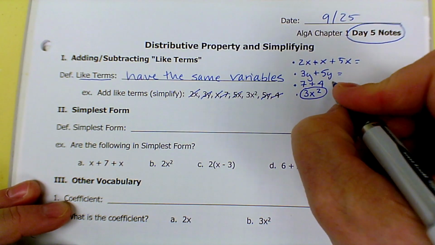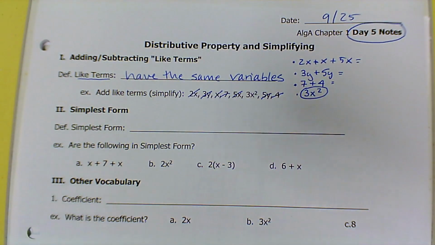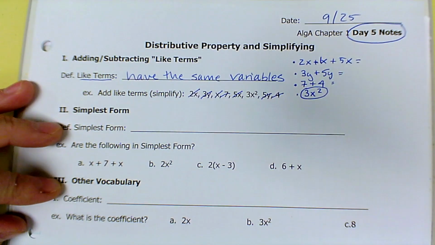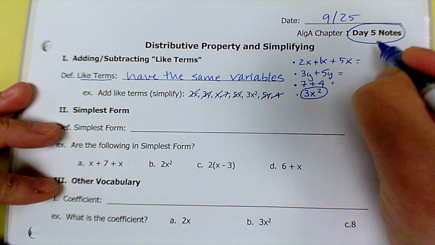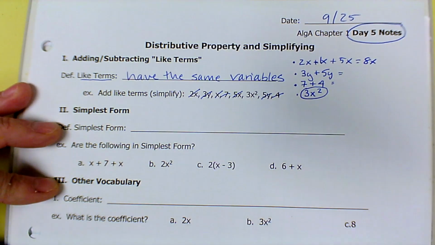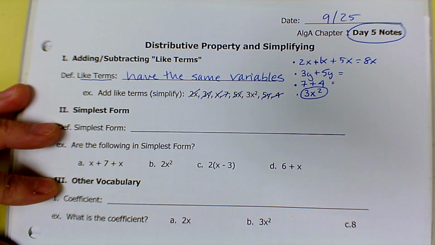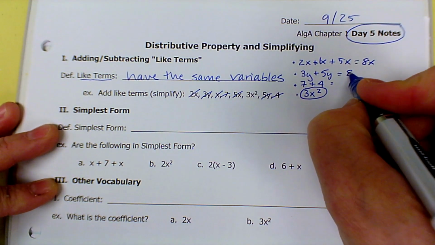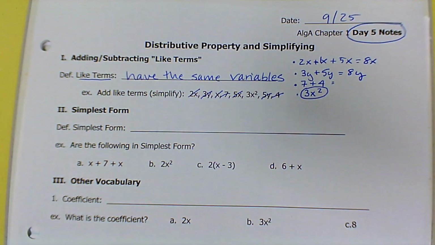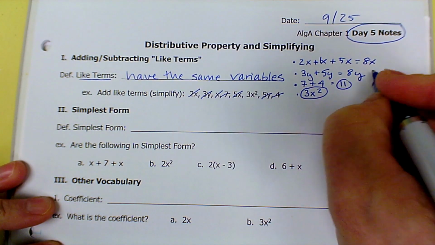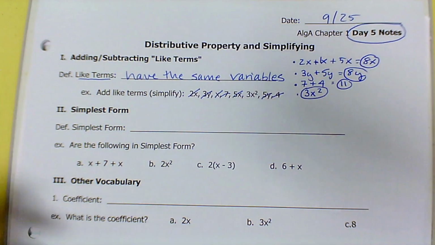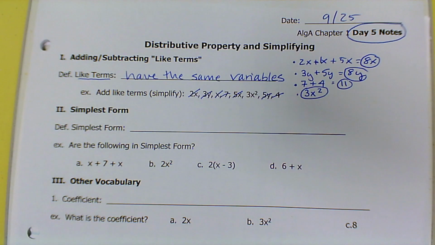So we've grouped these by like terms. Like terms means the letters have to match perfectly. Remember, an x is a 1x. So 2 plus 1 is 3, plus 5 is 8x. Adding the y's, 3 plus 5 is 8y. Adding the numbers, 7 plus 4 is 11. That is adding like terms. X's to X's, letters to letters.